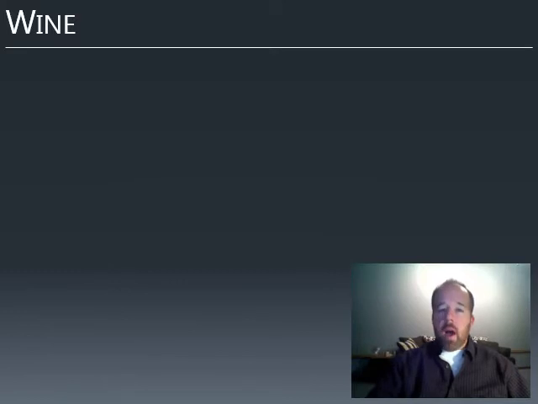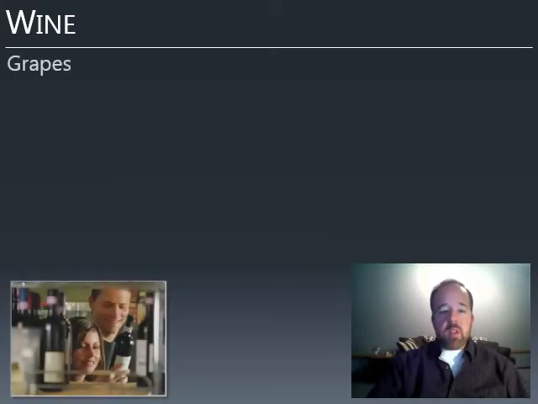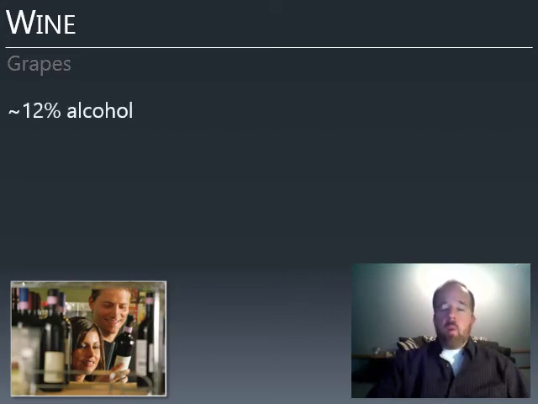Okay, there's also wine, which again we've all heard of. And of course, wine is made from grapes. As I mentioned, things like rice wine are more like beer in terms of the process that produces them, even though we refer to them as wine. And wine is typically around 12% alcohol. As with beer, there's some variance. It can be up to 15%, but 12% is about the average.